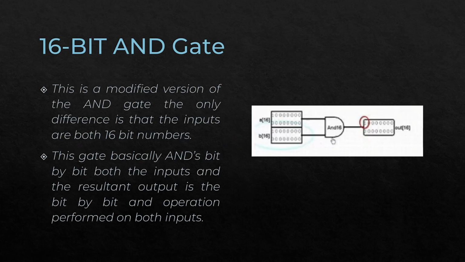The only difference is the inputs are both 16-bit numbers. This gate basically ANDs bit by bit both the inputs. The resultant output is a bit by bit AND operation performed on both the inputs. So basically what that means is we have two 16-bit numbers and we'll be ANDing corresponding bits, and the result for that will be the output of the 16-bit AND gate.